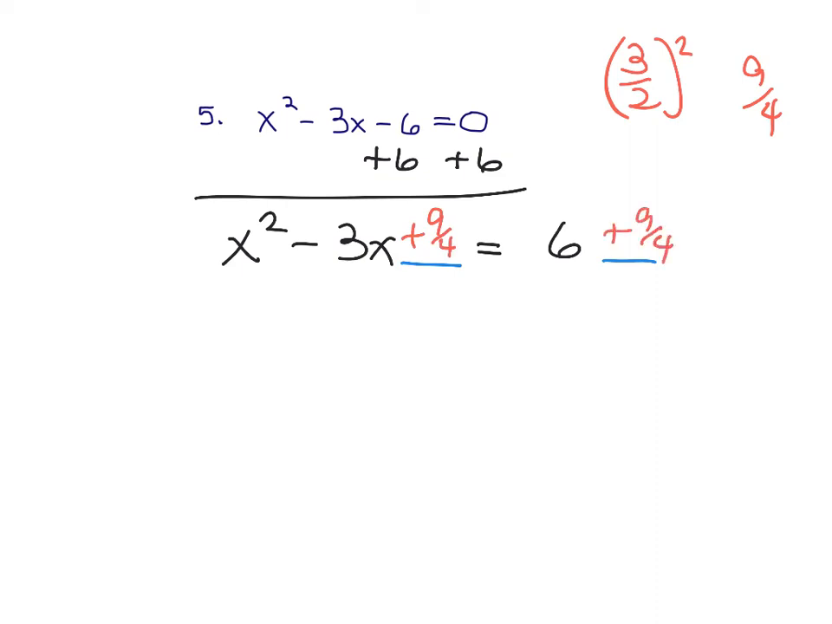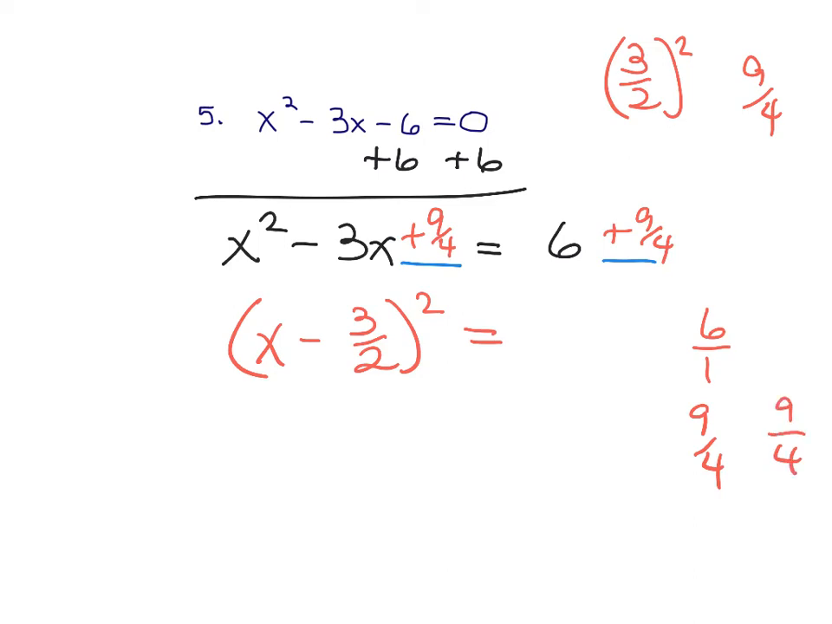We now need to factor the left side. So it factors into x minus 3 over 2 squared. We now need to add 6 plus 9/4. I'm going to look for a common denominator between 1 and 4. That'll be 24 over 4. 24 plus 9 gives me 33 over 4.